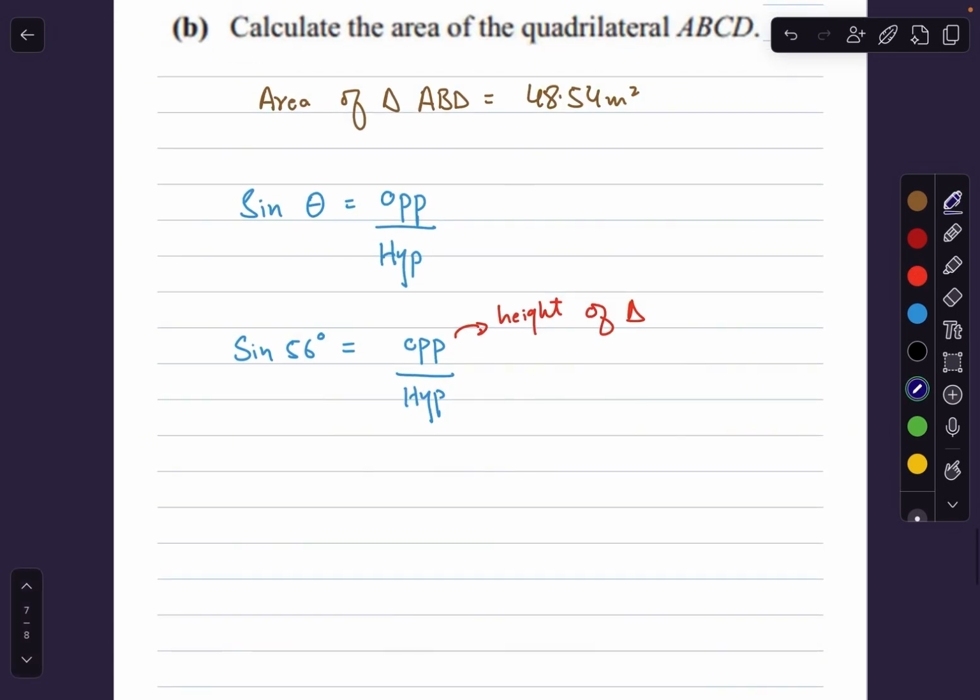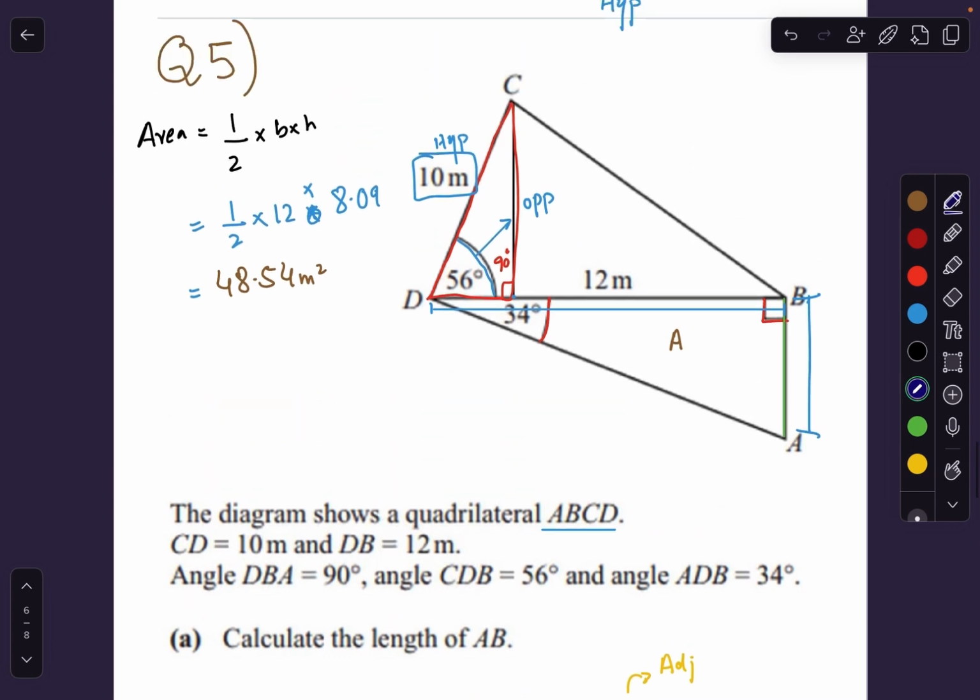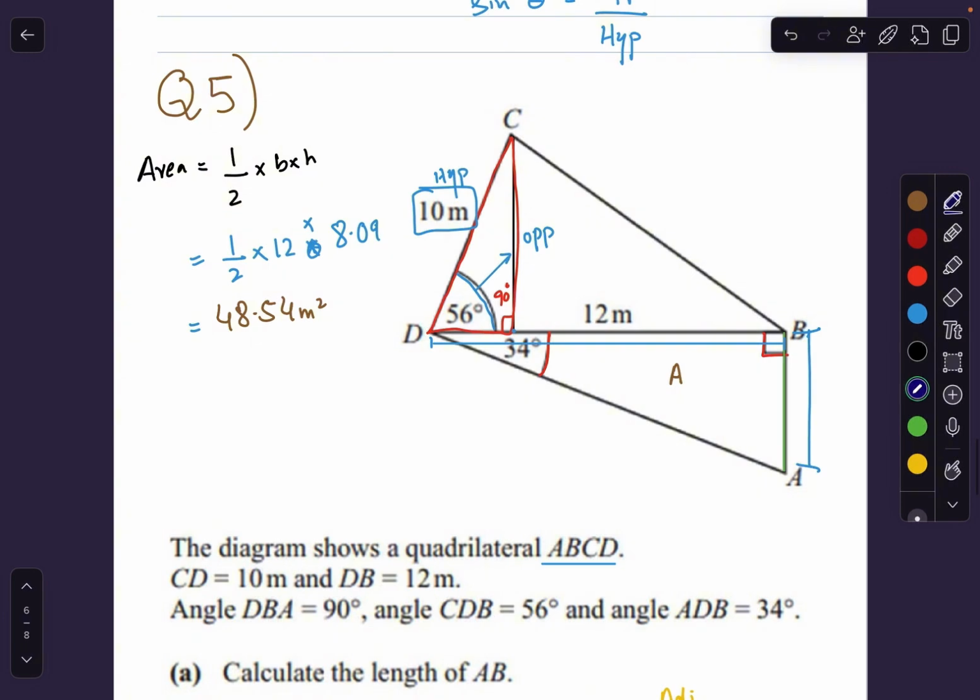To solve this now, taking the hypotenuse to the other side, that's 10. So sine of 56 degrees times 10, the hypotenuse, equals the height of the triangle. So we'll just write height for that. To solve that, simply multiply sine of 56 times 10. After multiplying it out, we got 8.290 equals height. That would be in meters. Now we got the height, but that's not the final answer. Now we'll find the area of triangle CDB.